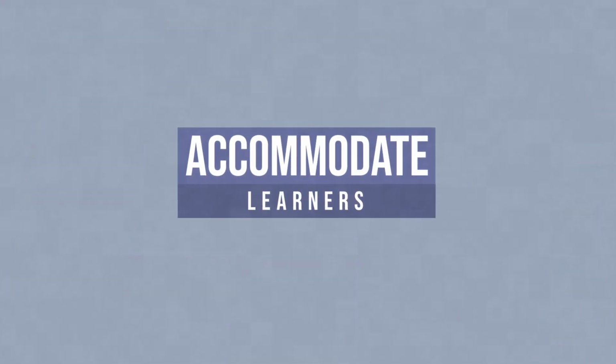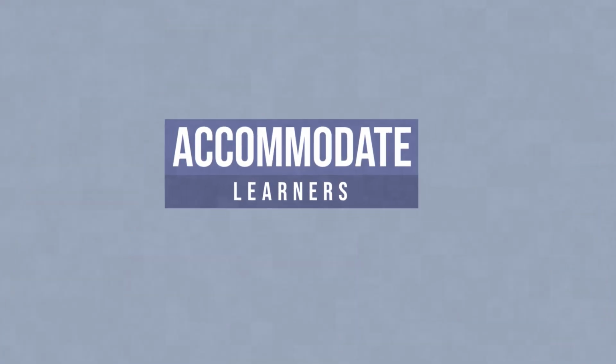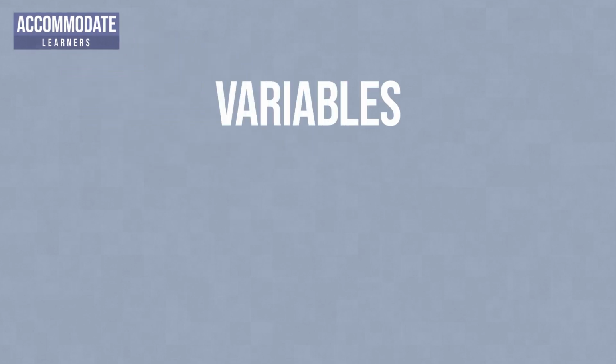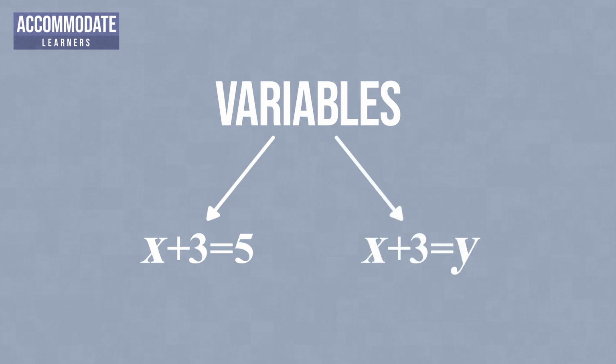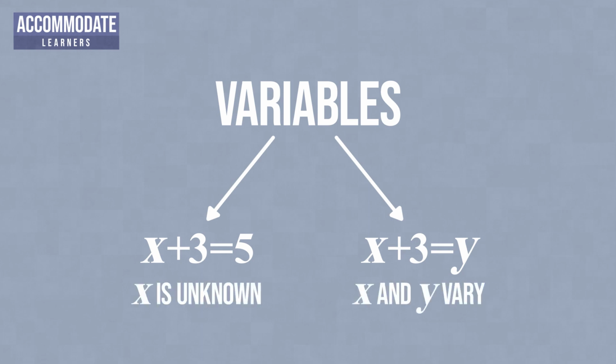So, how do we accommodate learners by using these ideas? The key is to help students understand the different uses of variables. Students tend to think about variables like the typical textbook definition, as letters that represent an unknown quantity. So, we need to perturb them into expanding their notion of variables to include not just unknowns, but also values that can vary.